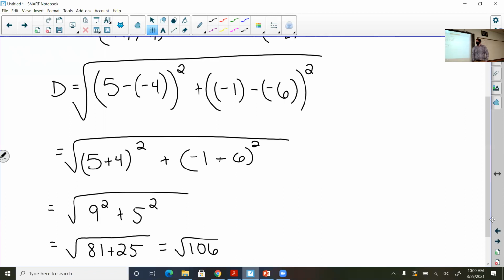That is not a perfect square, but I can just leave that as my answer. Or if you'd like to, you can plug it into a calculator and get a decimal equivalent. Now, do I know exactly what the square root of 106 is? No. But I do know that the square root of 100 is 10, and 106 is a little bit bigger than 100. So I would say that this is 10 point something. What that something is, I don't know. I grabbed this problem out of the book. They said the answer was about 10.3. But the square root of 106 is also fine by me.